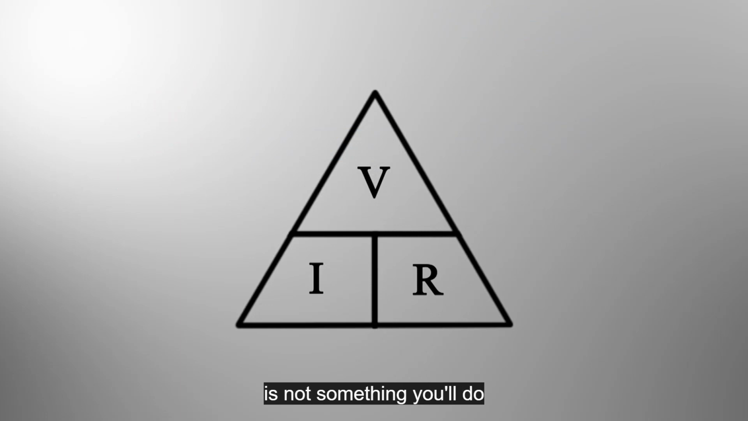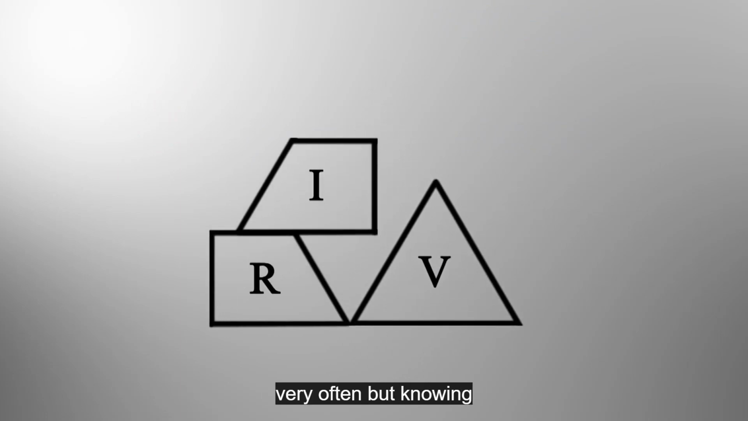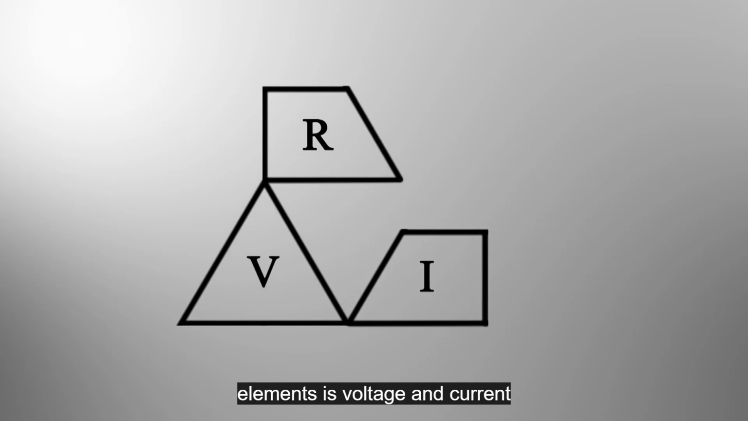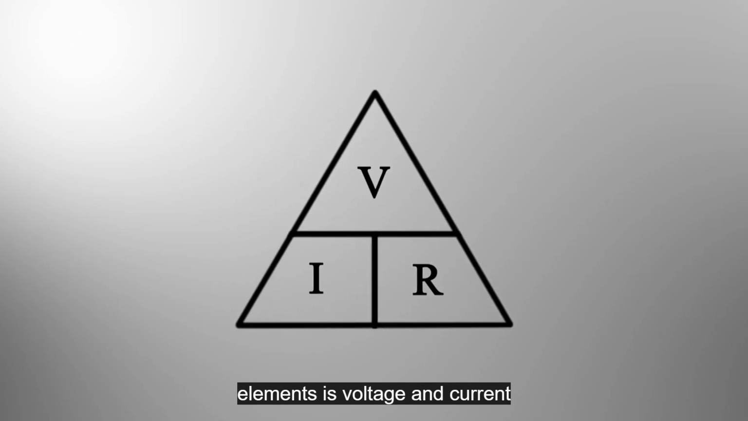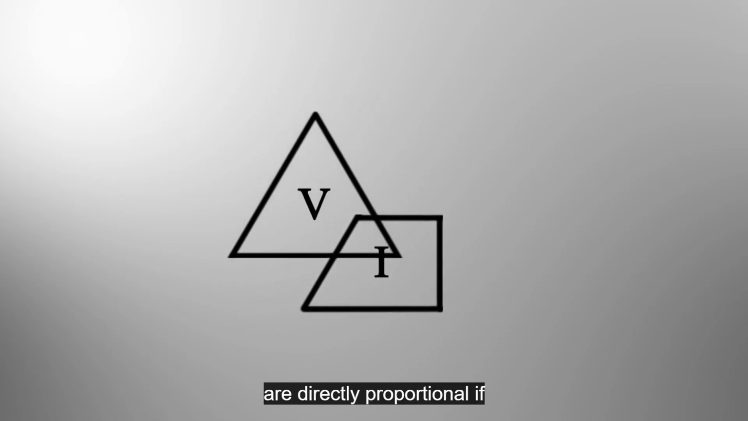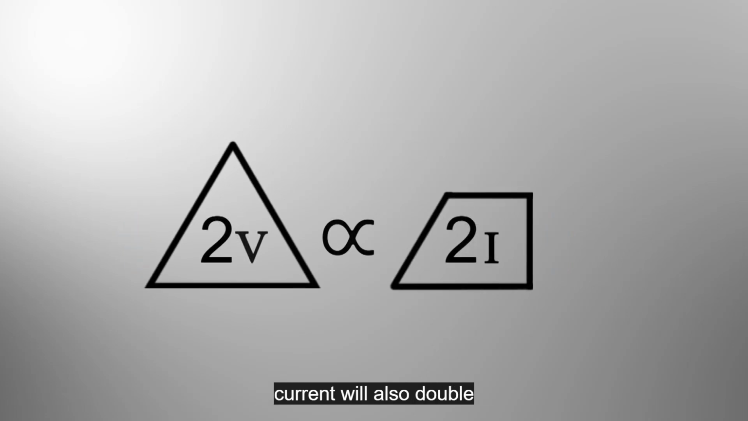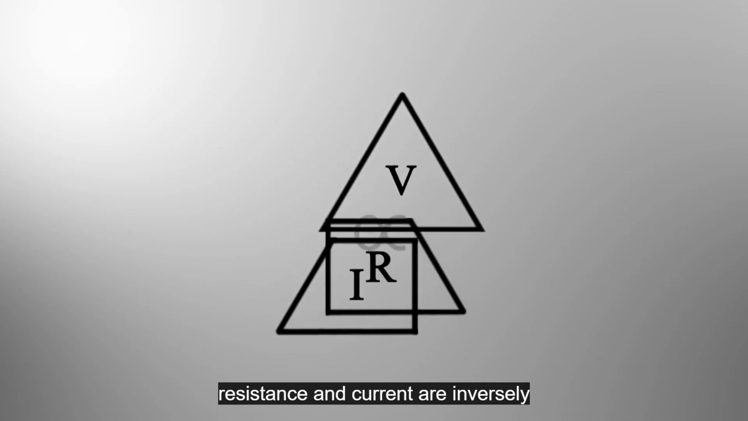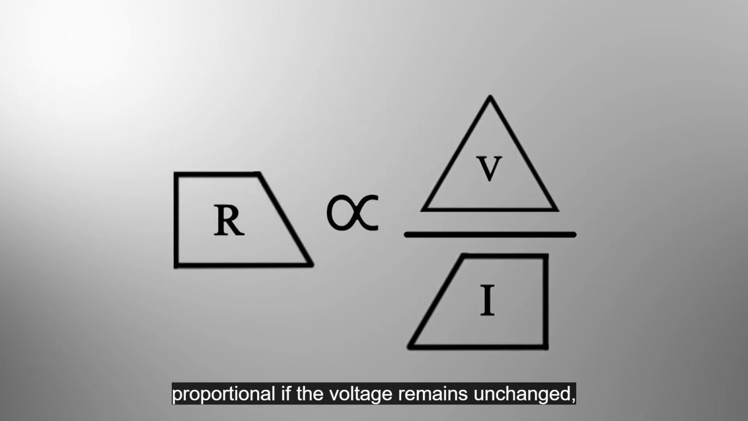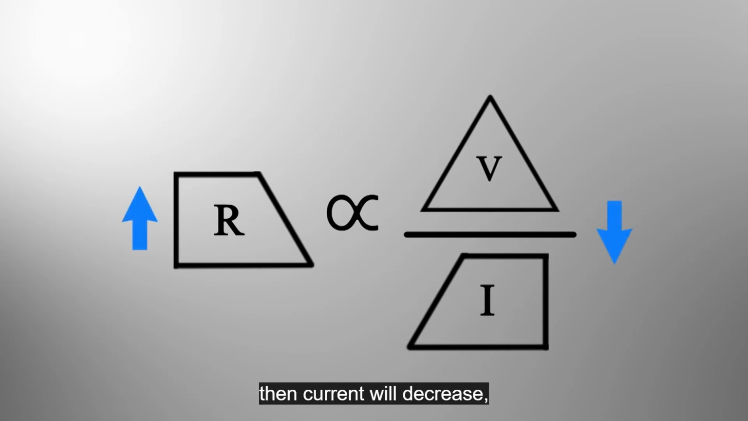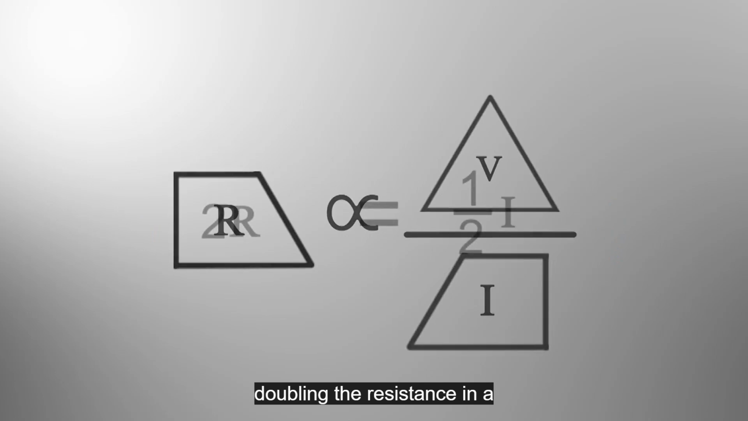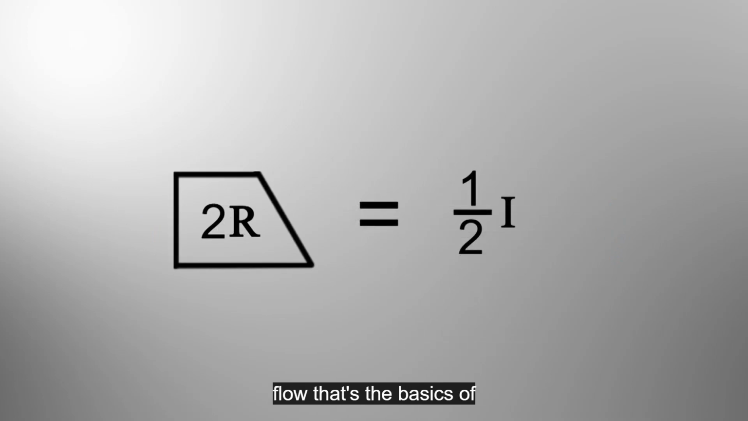Using Ohm's law is not something you'll do very often, but knowing the relationship between the 3 elements is. Voltage and current are directly proportional if resistance stays the same. In other words, when voltage rises, current will also rise. If you were to double voltage, current will also double. Resistance and current are inversely proportional if the voltage remains unchanged. This means that if resistance increases, then current will decrease. Doubling the resistance in a circuit will halve the current flow.